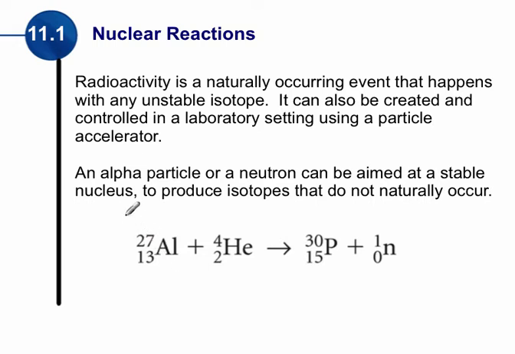Aluminum 27, if we add an alpha particle to it and we send that alpha particle into that aluminum, notice the number of protons will become 15, 13 plus 2. This 30 comes from 27 and 4, but we have one other thing left over. And often in radioactive decay, we get these additional particles that occur. So we're going to look at these types of reactions.